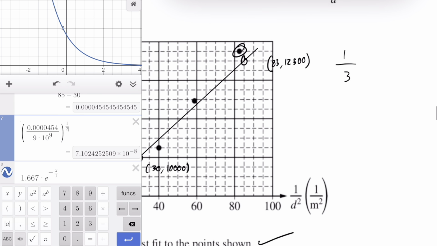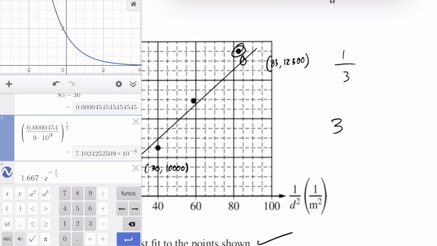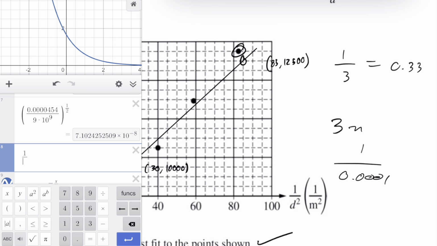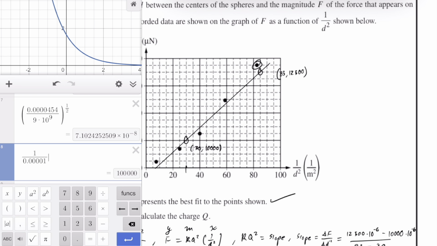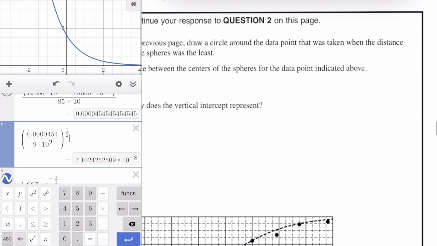If I have 1/3, that's equal to 0.333. Let's say it was 3 meters, but if I have 1 over 0.0001, that gives me a really big number. So this is a smaller number, but this is a bigger number, meaning that if this is a bigger number, then this number has to be the smallest distance. That is really confusing, but this is just proportions, right? If you'd like for me to explain it, I'll do it for sure.